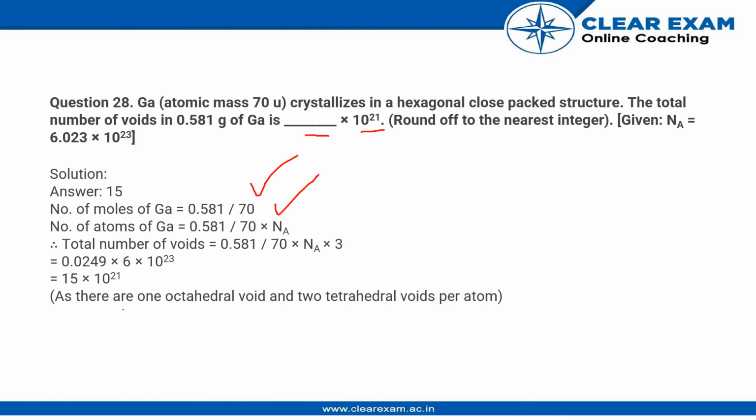1 octahedral and 2 tetrahedral voids per atom. So we just calculated the total number of atoms, and if I multiply it with the total number of 3, we get the total number of voids in the entire structure. So the total number of voids becomes 15 into 10 raised to 21. So the answer over here is 15.